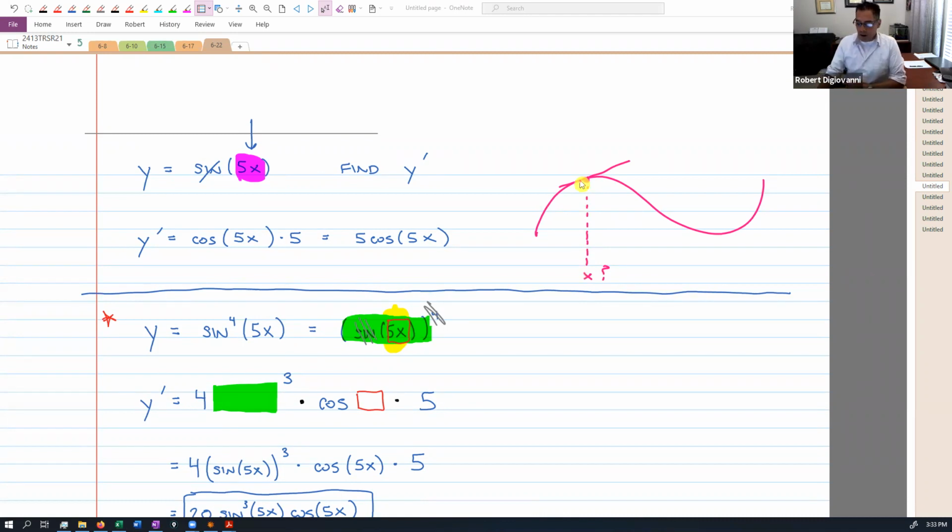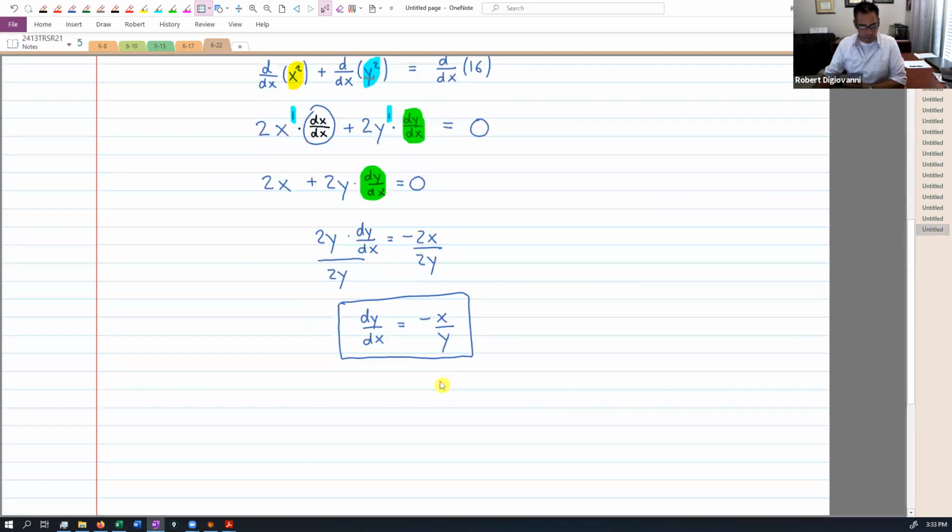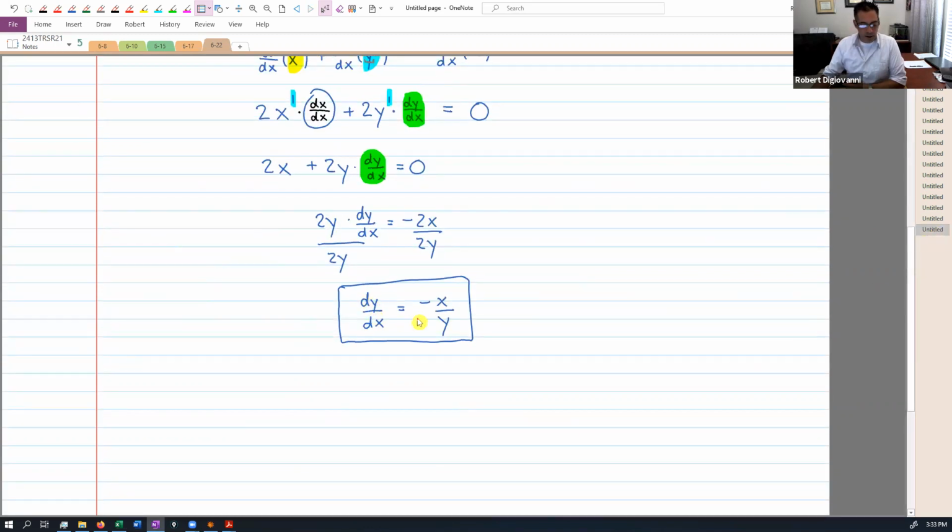Here, our answer doesn't have just x in it, does it? Look at our answer. The derivative is equal to negative x over y. It has both variables in it. Now, is that a good thing or a bad thing? Think about the picture.